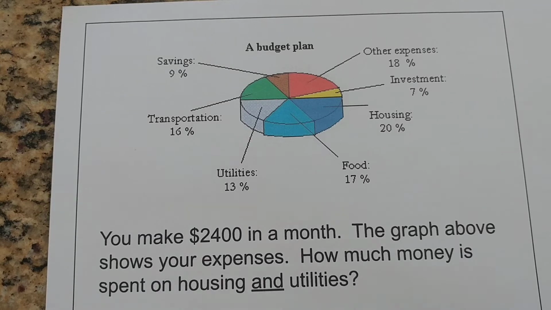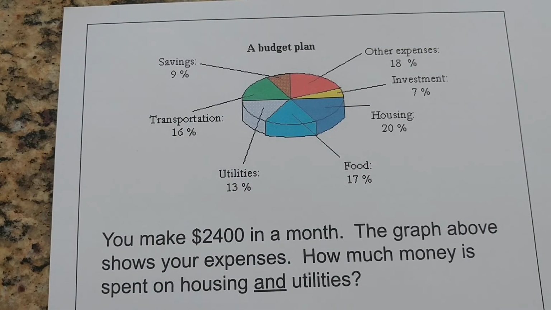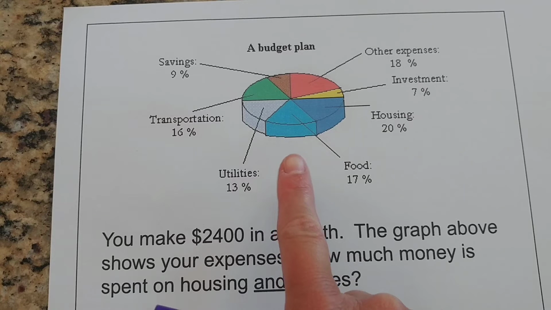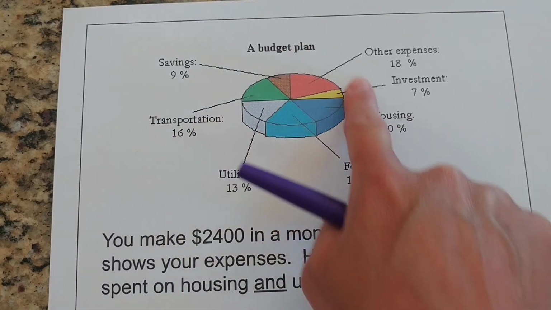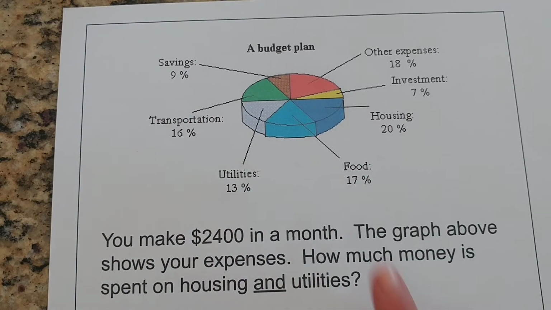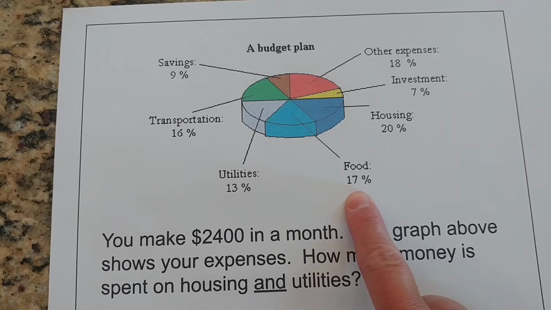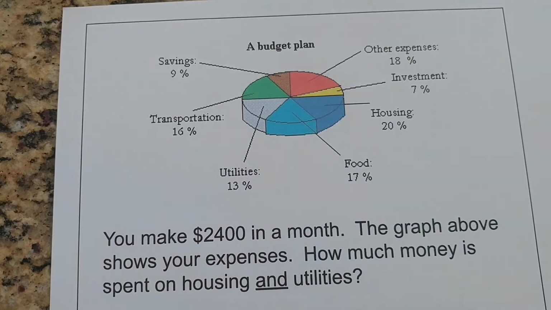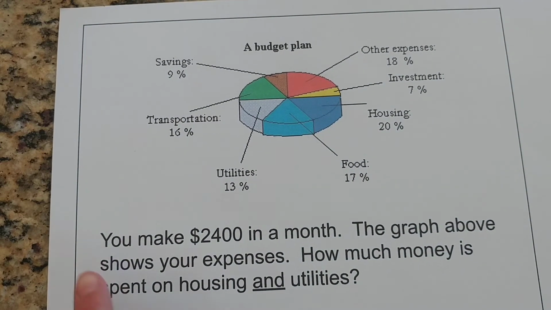In this next example, you can see here we have a budget plan. So it looks like this circle graph is showing what we do with all of the money that we make. 17% is spent on food. 20% is spent on housing. Let's take a look. Let's say that you make $2,400 in a month.